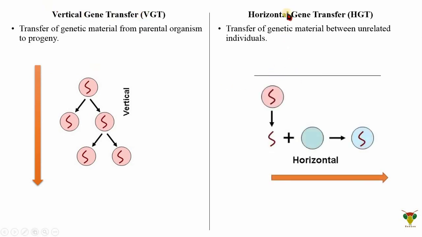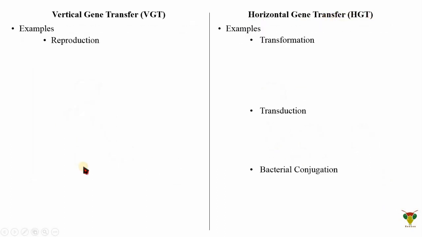Next is horizontal gene transfer. In horizontal gene transfer, there is transfer of genetic material between unrelated individuals. Here we can see a gene has been transferred from one cell to another side by side. There is no need for cell division, so genetic information can directly be transferred from one cell to another. So it is following the horizontal type. That's why it is known as horizontal gene transfer.